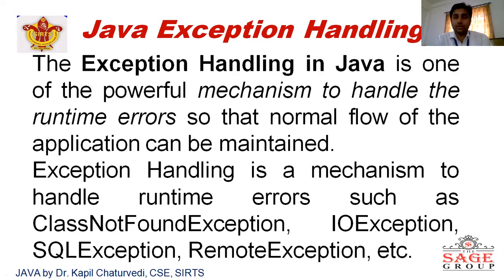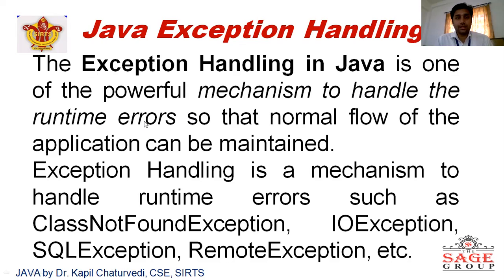So to prevent such kind of termination of our program, and to prevent such kind of errors, we use exception handling logic in our program. Such problems, such errors which occur at runtime, are known as exceptions, Java exceptions. The official definition is that exception handling in Java is one of the powerful mechanisms to handle runtime errors.